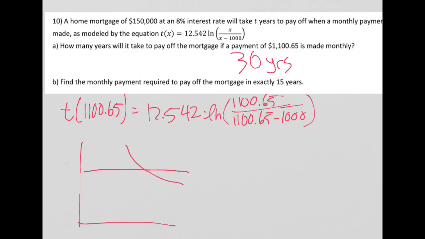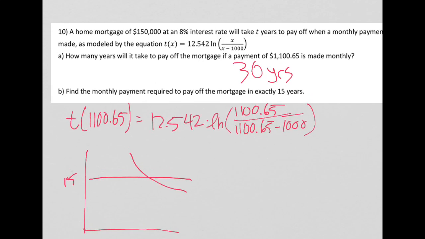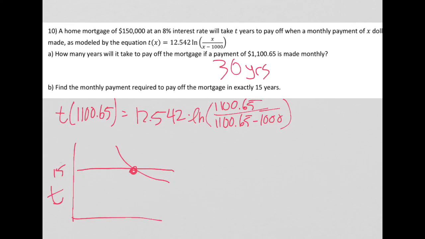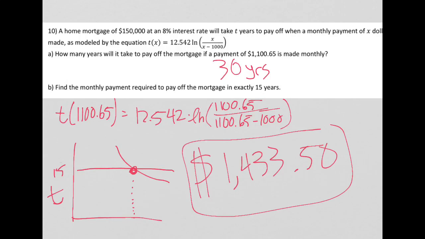The second question says, find the monthly payment required to pay off the mortgage in exactly 15 years. Well, we just graphed the line Y equals 15, which is talking about years. So if we find that intersection point, we can find that X value there. So second, calculate, option 5 is intersect, hit enter, enter, enter, and it will tell you that the monthly payment need be $1,433.50. So I have my two answers like that. You could solve it algebraically as well, but it's not going to be nearly as easy as just doing what we just did.